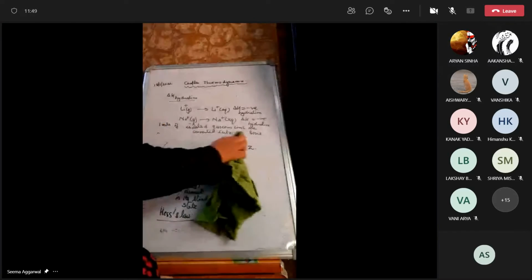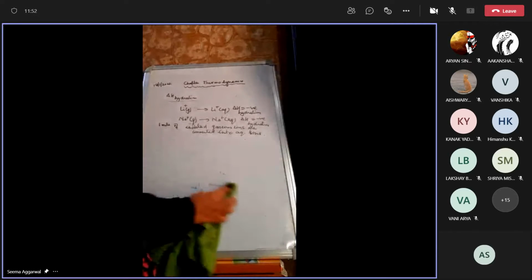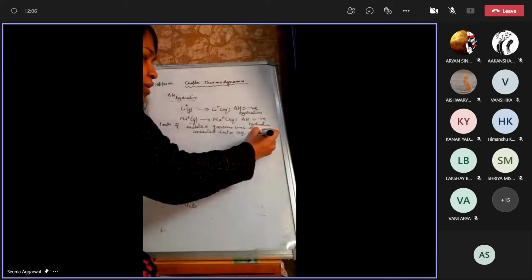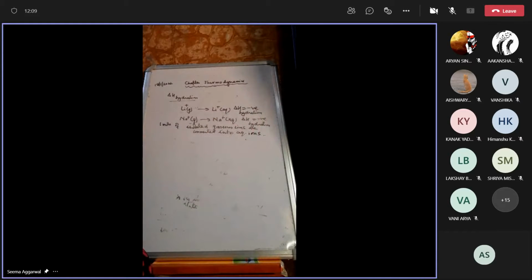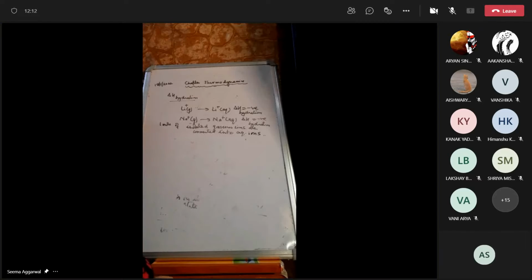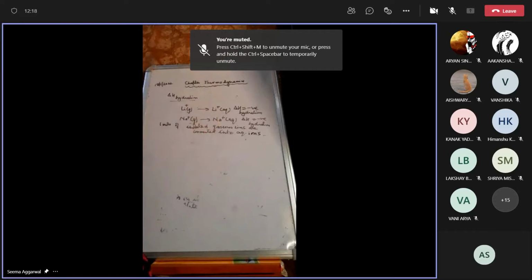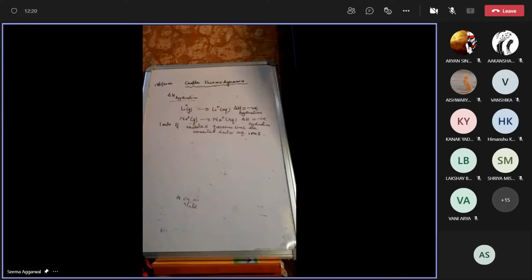Hydration enthalpy. Yes, hydration enthalpy is the energy released when one mole of isolated gaseous ions are converted into aqueous ions. Like if I am taking lithium ions, 1 mole, and they are converted into lithium aqueous ions, obviously they combine with water. Sodium gaseous ions, if they are converting into sodium aqueous ions, then the energy released is called hydration enthalpy.